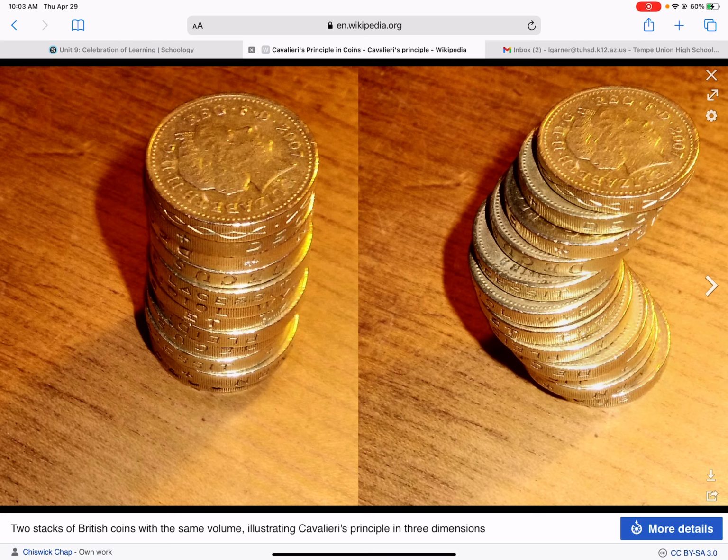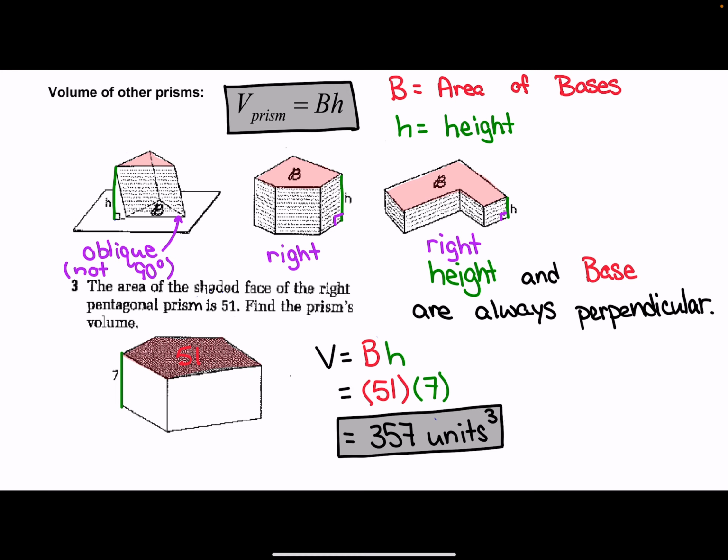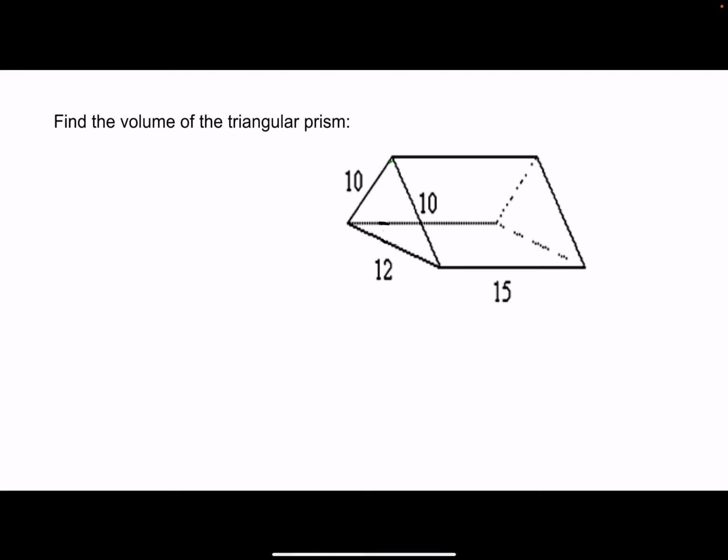So that's a very important concept to know: oblique prisms and cylinders, oblique figures, will have the same exact volume as right prisms, cylinders, or figures, as long as they have the same base and height. So just want to make sure that that's clear, and we'll probably see some examples of that down the road as well. All right, next up, let's go ahead and find the volume of this triangular prism.